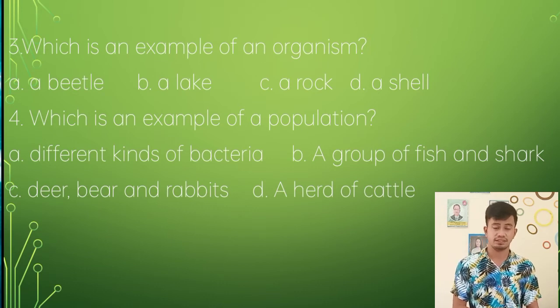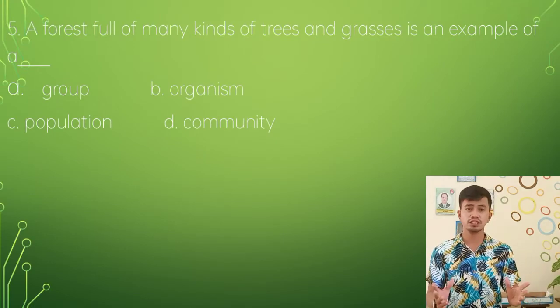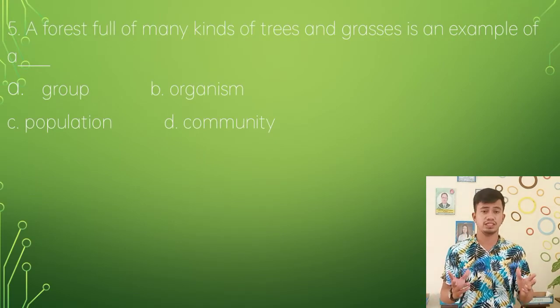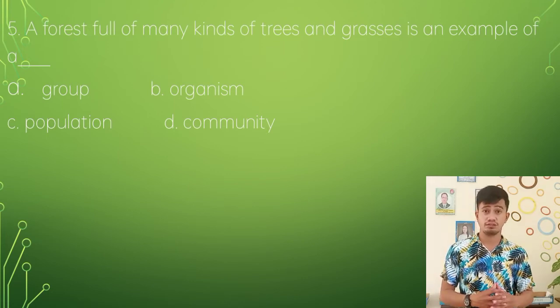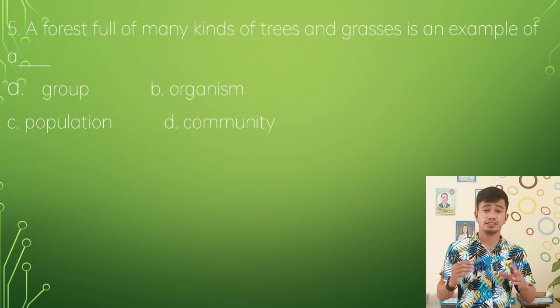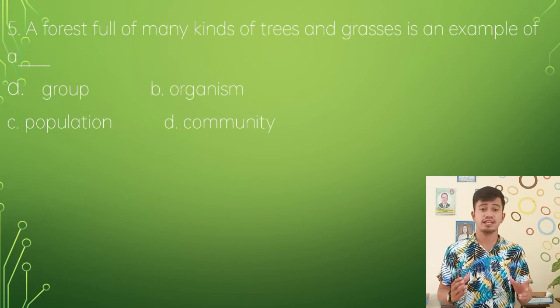Number 5, a forest full of many kinds of trees and grasses is an example of a: A. Group. B. Organism. C. Population. D. Community. The correct answer is letter D, community.